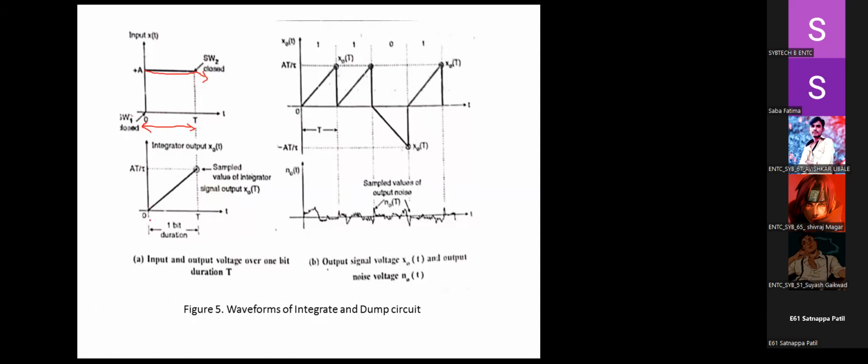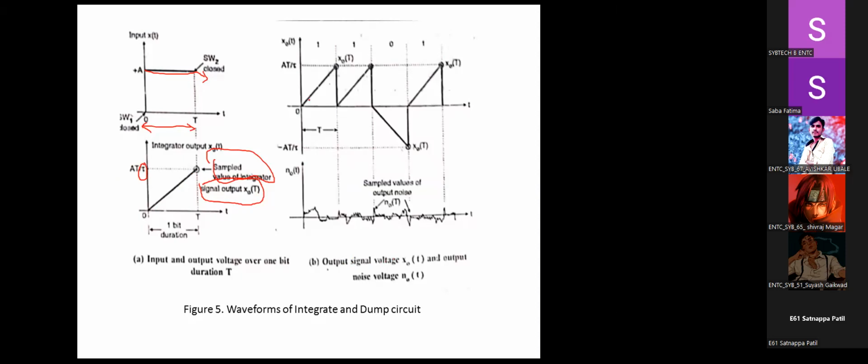We see that for a 1 bit duration, we are sampling the value of the integrator. And we get the signal output as, instead of getting x0 of t, meaning the first bit, we are getting it as x0 of capital T, as we are sampling. And here we introduce the time delay because of the resistor and the capacitor. Then here you can see the output signal.